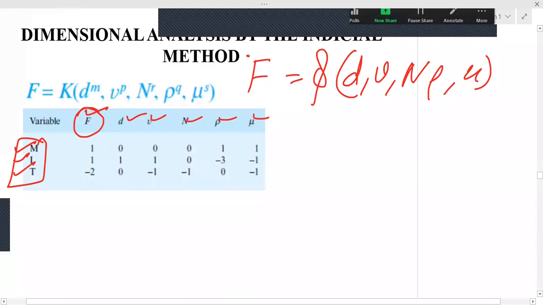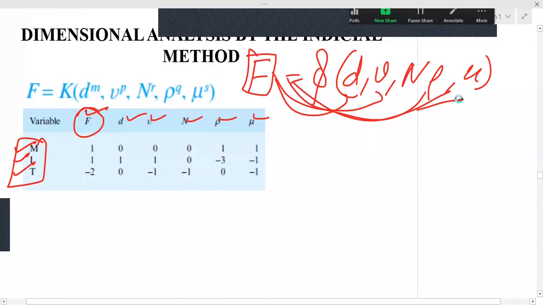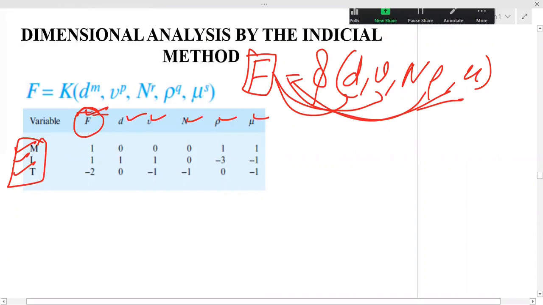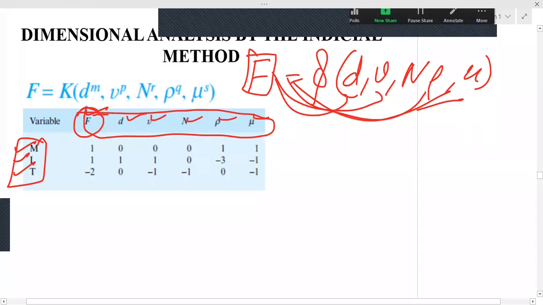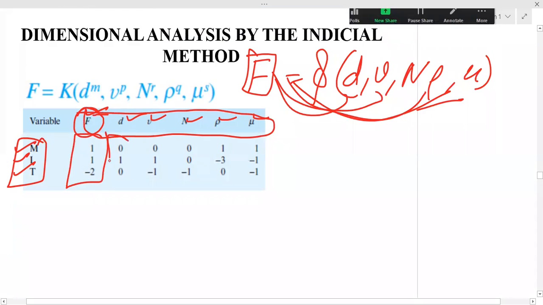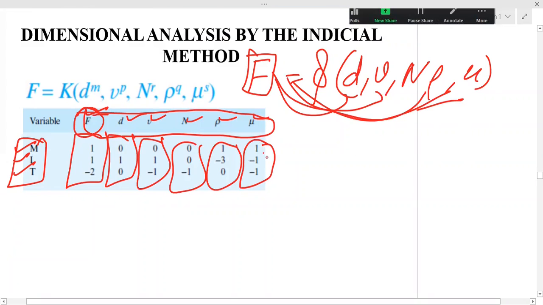You want to find out how thrust force is dependent on each one of these. So what I am doing is I have laid down all the variables in a single row, and I am laying down these dimensions below each of these variables. Clear? So now what do you know? Force dimensions you know already.